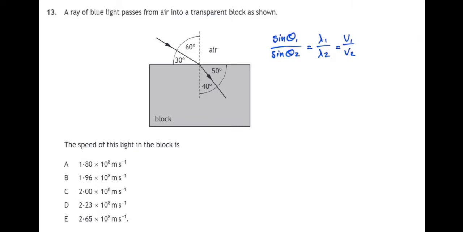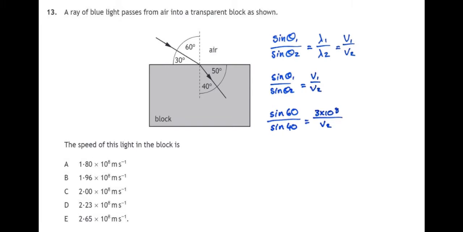Well, this formula in our formula sheet, sine theta 1 over sine theta 2 equals lambda 1 over lambda 2 equals v1 over v2. We don't know anything about the wavelength, so we'll ignore that bit, and we'll just use sine theta 1 over sine theta 2 equals v1 over v2. Theta 1 and v1 are the angle and the speed in air. Theta 2 and v2 are the angle and the speed in the material. So let's put those numbers in, remembering to measure our angles between the ray and the normal.